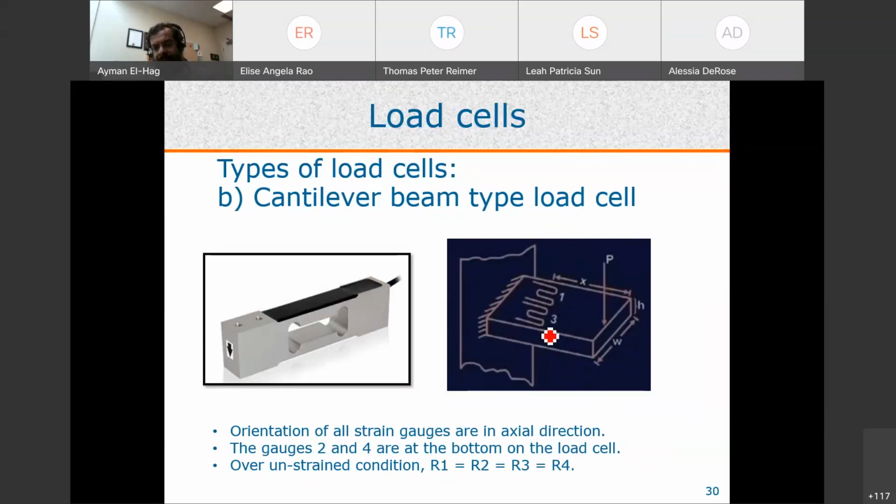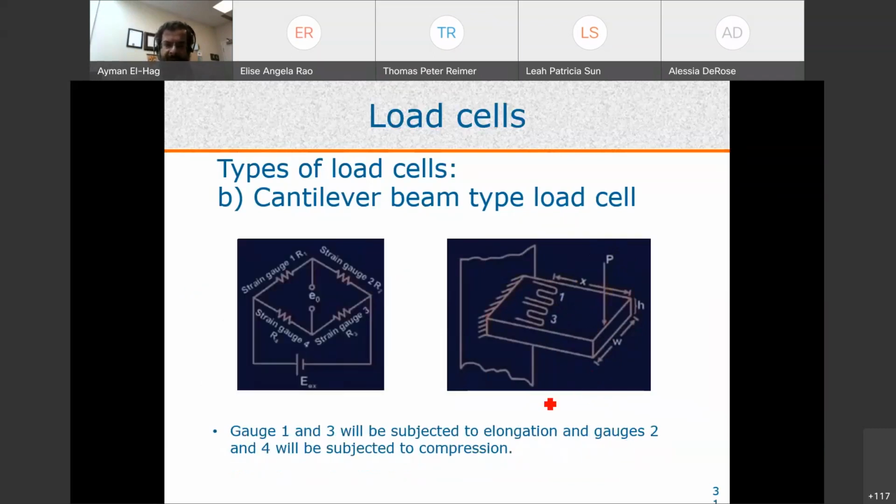If the force is going from up to down, these two will increase, the R will increase, and the bottom, the R will decrease, and vice versa. If the force is in this direction, we will have the opposite effect on the strain gauges. And here is the circuit, and this explains what I just mentioned.